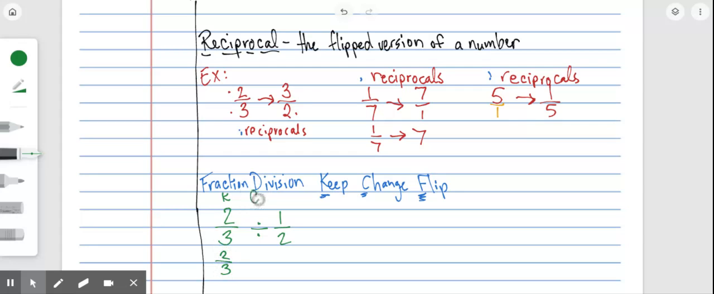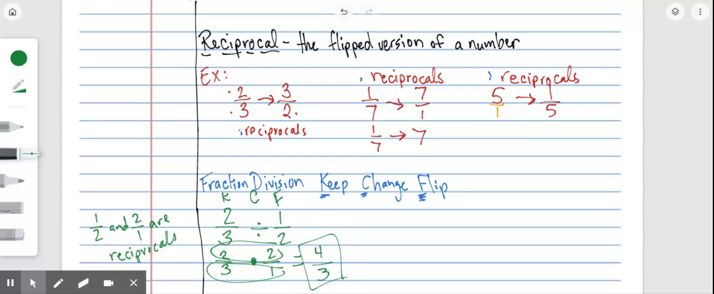We're going to change the division into multiplication, and then we're going to flip or use the reciprocal of the second fraction. So when I flip that 1/2 to become 2/1, these are reciprocals. 1/2 and 2/1 are reciprocals. So when you're flipping, you're just using a reciprocal. And then we can multiply straight across just like we're used to doing. So I do 2 times 2, which is 4, and 3 times 1, which is 3. So 4/3 is an answer.